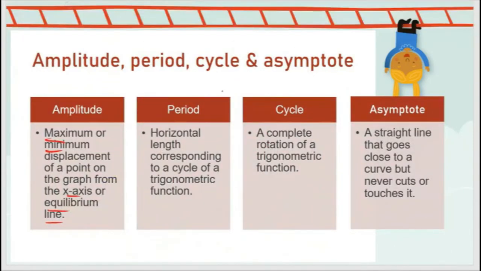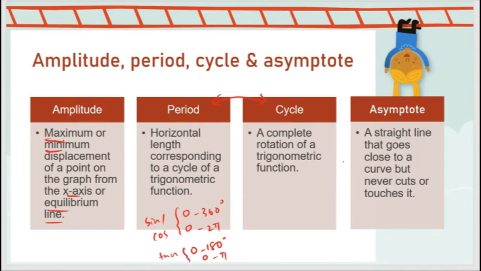Then another one is period. You have to know the difference between period and cycle. Period is the horizontal length corresponding to a cycle of a trigonometric function. You can think of period as a kind of time. If we say the x-axis is time, then period is time. Period normally is 0 to 360 degrees or 0 to 2 pi radians. This one is for sine and cosine. For tangent, one period is 0 to 180 degrees or 0 to pi radians.